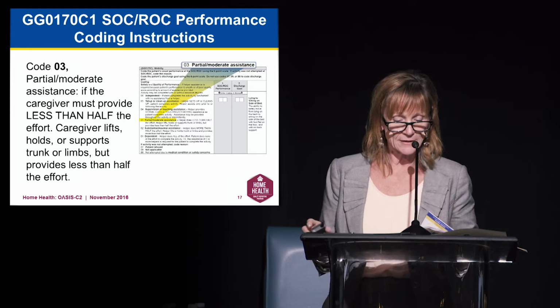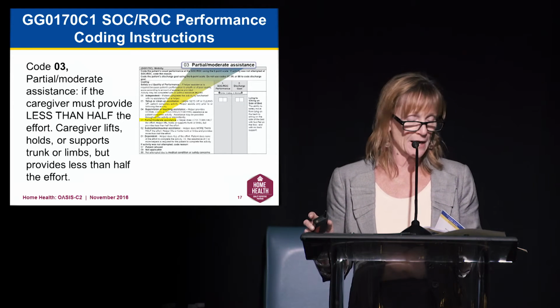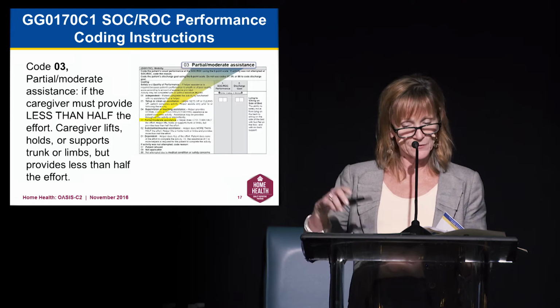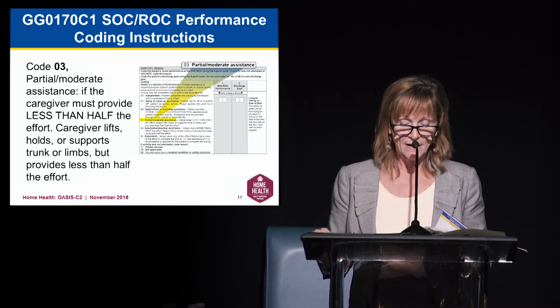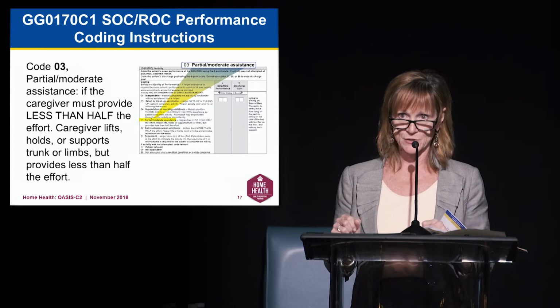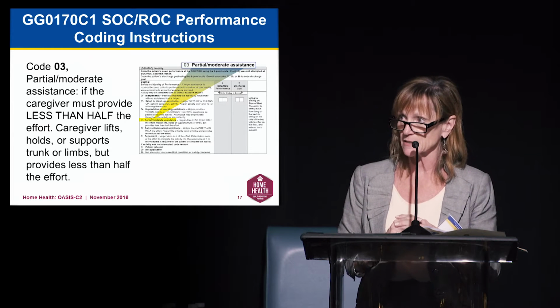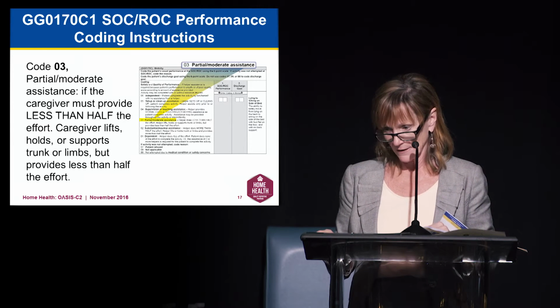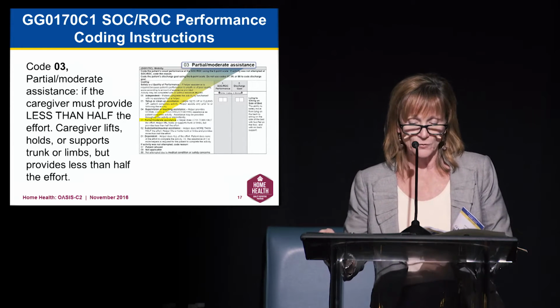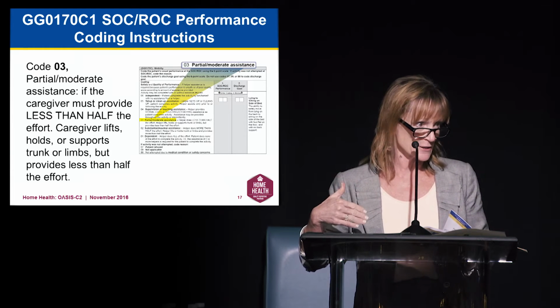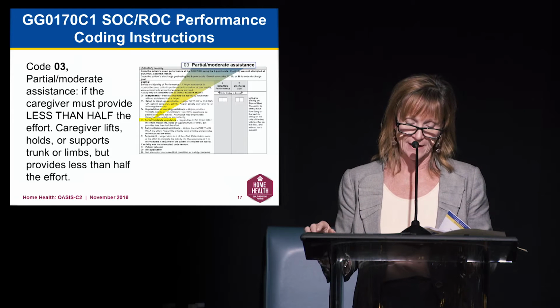Code 3 is used for partial or moderate assistance. And the key words here, and you're going to be hearing this for the next coding, is the amount of effort. So for code 3, the partial or moderate assistance, we're really looking at a patient that does more than half the effort, so the caregiver is providing less than half of the effort.